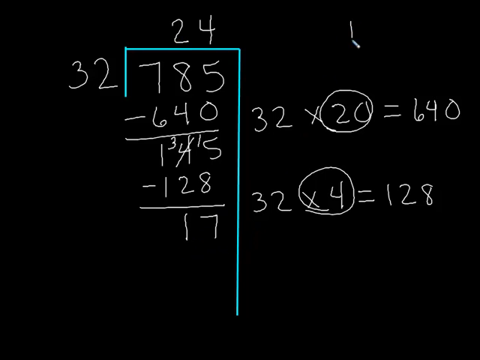Y'all are used to writing that big R and 17, but we're going to practice doing it as a fraction. So your remainder is your numerator, and your divisor is your denominator. And we will have to simplify it sometimes, but this one is already in simplest form.